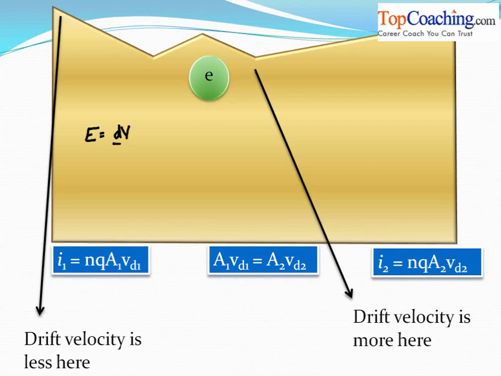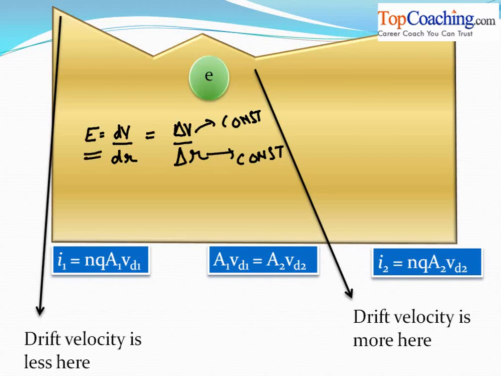Where V represents the potential difference across the ends of the conductor. Now, if the potential difference applied across the ends of the conductor is constant, in that case E will become delta V by delta R, isn't it? And clearly, it will then be constant if this is constant. And the length we are taking is definitely constant. In that case, the electric field will also be constant.